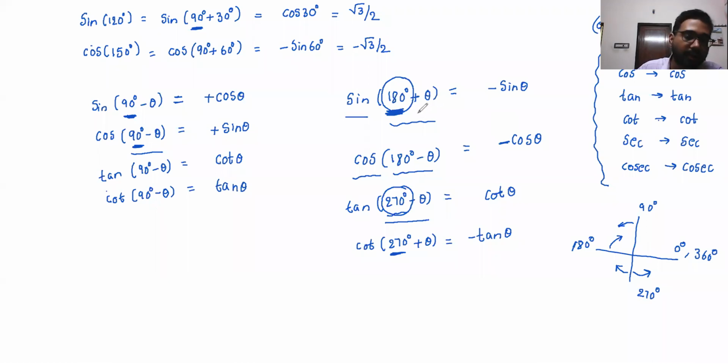And now the plus and minus sign in front is going to be decided by the quadrant. So 180 plus theta is the third quadrant. In the third quadrant, sine is negative, so that's why minus. Here 180 minus theta is the second quadrant. In the second quadrant, cos is negative, so that's why minus. 270 minus theta is the third quadrant. In the third quadrant, tan is positive, that's why plus. And in the last one, 270 plus theta is the fourth quadrant. In the fourth quadrant, cot is negative, that's why minus.